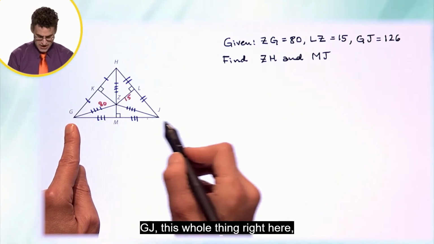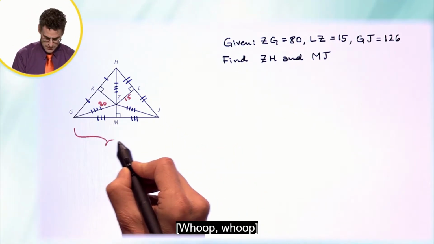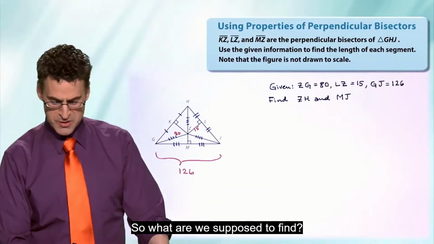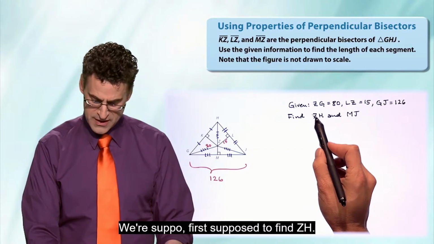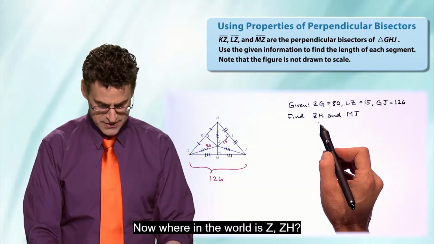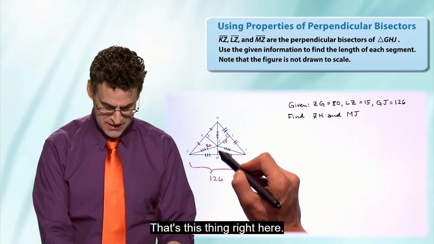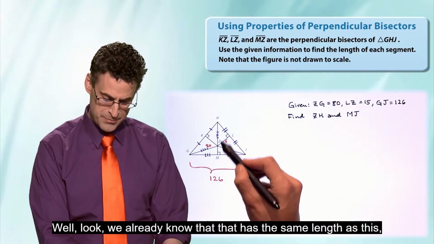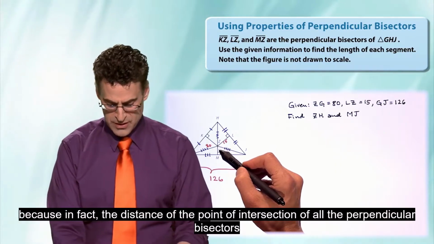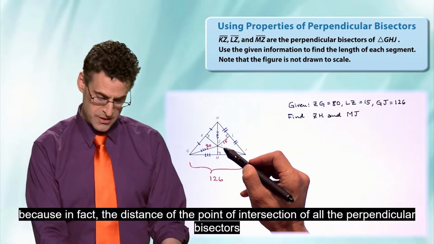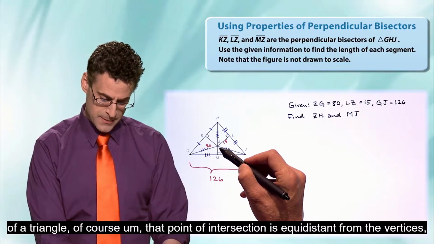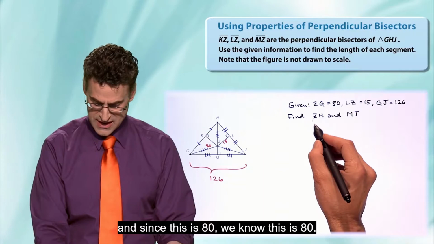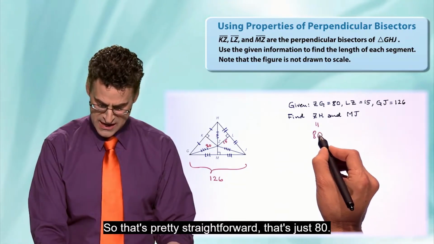GJ is right here. GJ, this whole thing right here, is 126. So, what are we supposed to find? We're first supposed to find ZH. Now, where in the world is ZH? That's this thing right here. Well, look, we already know that that has the same length as this, because the point of intersection of all the perpendicular bisectors of a triangle is equidistant from the vertices, and since this is 80, we know this is 80, so that's pretty straightforward. That's just 80. That's pretty easy.